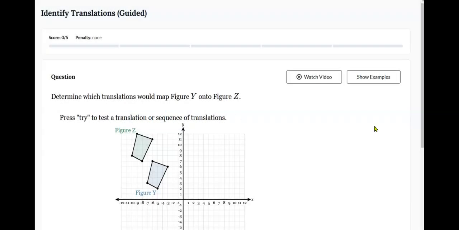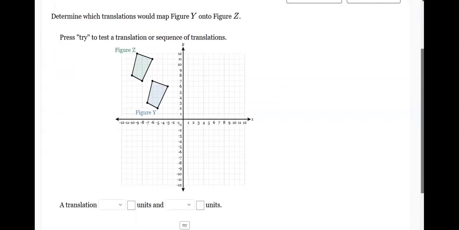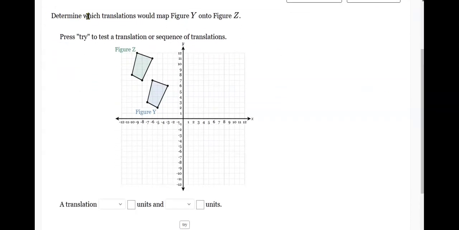Identify a translation using a guided sequence. So they are asking us to determine which translations would map, that means move, figure Y, which is the blue figure, onto figure Z, which is the green figure. So we're moving from blue to green. So if I pick a point anywhere on this blue figure, and I can identify where it is on the green figure, then that is my translation vertex. And that is what I'm going to try and find directions to.